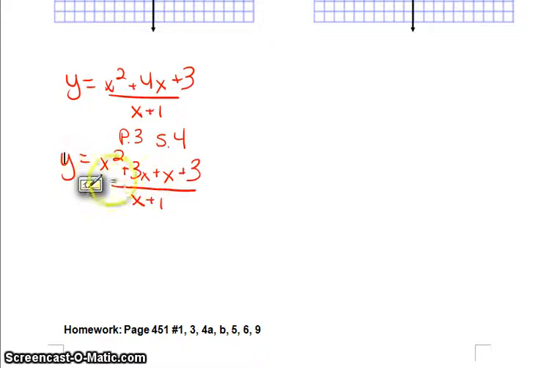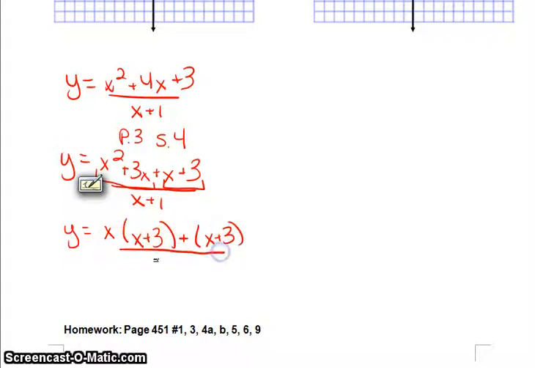Then from there we'll take out our common factor, so we have y is equal to x is our common factor in our first little group. So we have x times x plus 3. And in our second group, there's only that common factor of 1, so we'll pull out a 1. And that is x plus 3. I'll divide that by x plus 1.